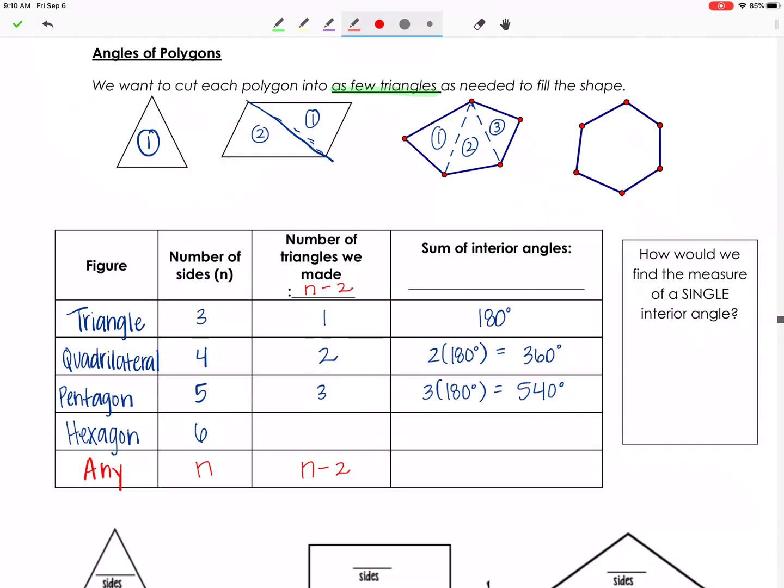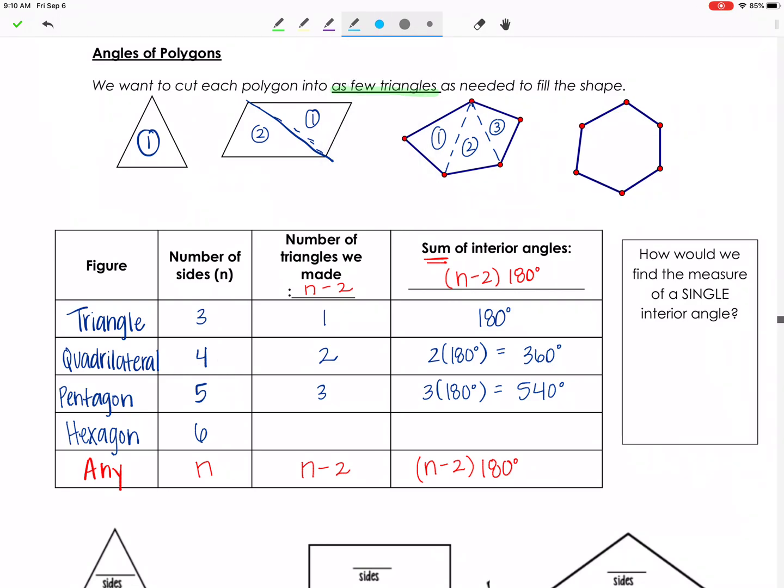And then hopefully we've recognized that between column 3 and column 4, all we're doing is taking the number of triangles and multiplying it by 180. So if n minus 2 represents the number of triangles that we made, then we would multiply that by 180 to get the sum of all the angles on the inside. And that works for any polygon, regardless of the number of sides and regardless of whether it's regular or not, okay? Now, that gives us the sum. That's the total of all of the angles on the inside.